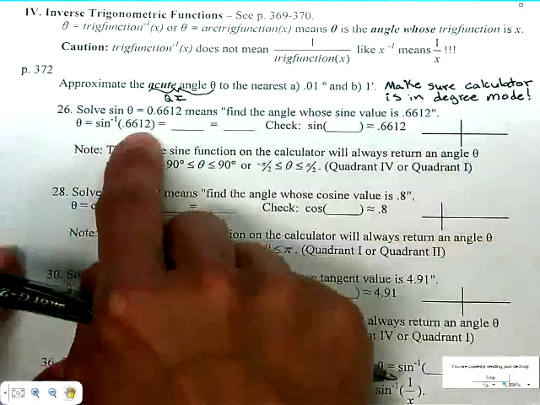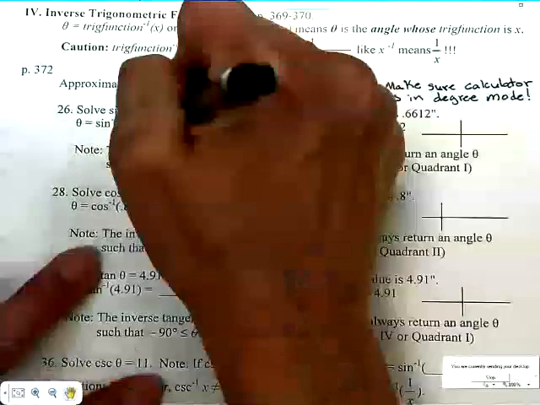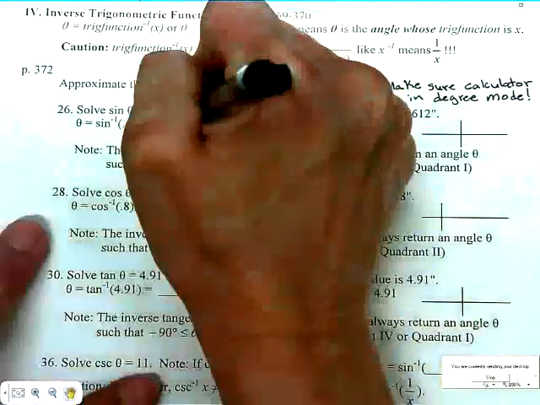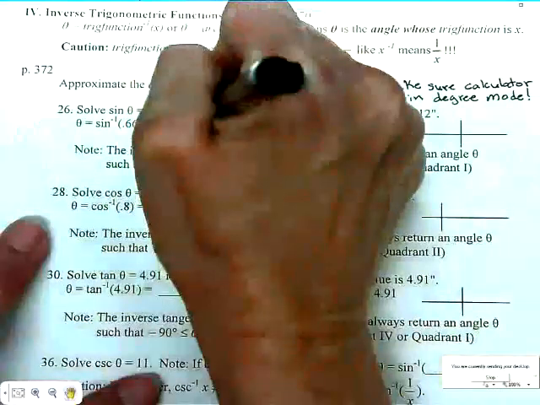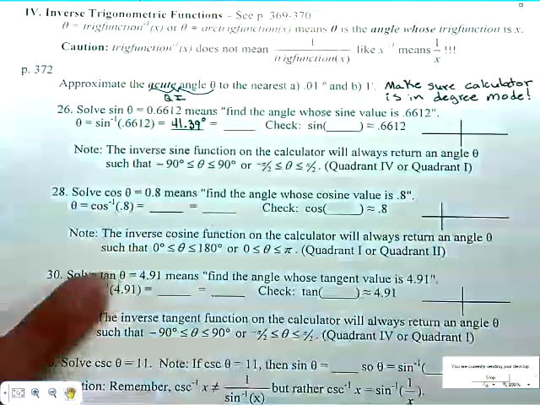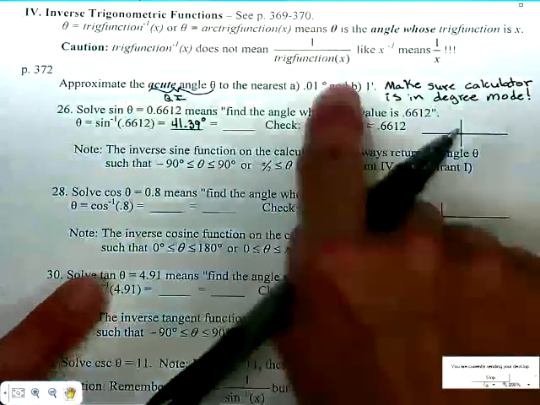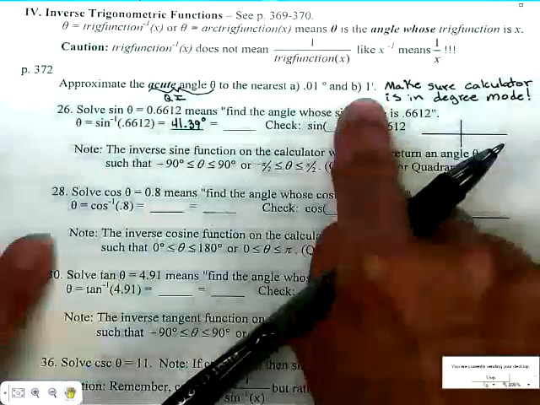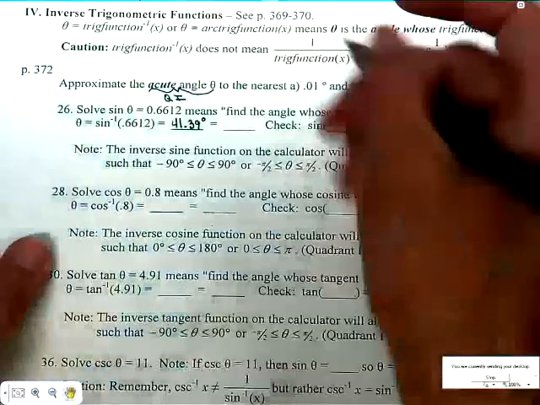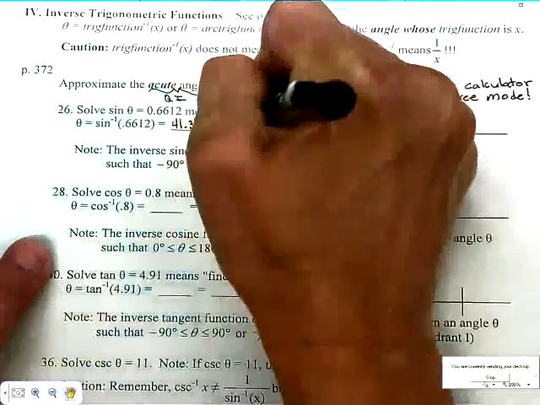When I entered that on the calculator, I got 41.39 to the nearest hundredth of a degree. And then I just used my degrees, minutes, seconds button and rounded to the nearest 1 minute. To the nearest 1 minute, I got 41 degrees and 23 minutes.